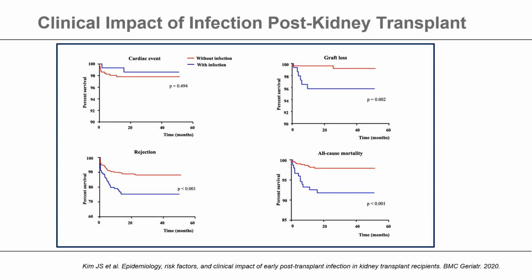So this was a paper from 2020 showing the clinical impact of infection on our renal transplant recipients. So you see, with the exception of the cardiac events, and here each graph is labeled red for those recipients who did not have infection, compared to blue, those renal transplant patients with infection. And you see for rejection, graft loss, and all-cause mortality, those patients with infection did worse.